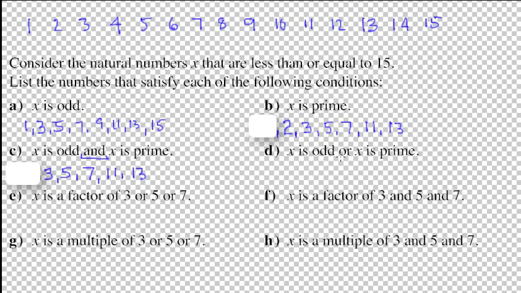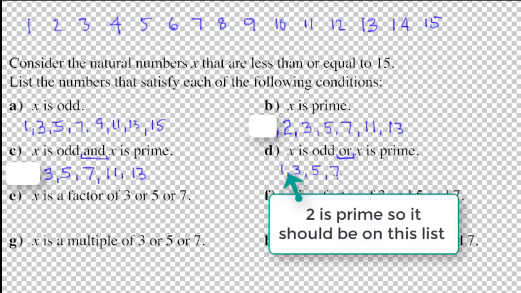Now, if X is odd or prime, or means either one of these is all right. It's what we call an inclusive or, meaning it can be this, or it can be this, or it could be both. That's fine. So 1 is odd and also prime. 3 is odd and also prime. 5 is odd and also prime. 7 is odd and prime. 9 is only odd, but that's okay. It's an either or, so just being odd is enough. Same with 11, 13, 15.